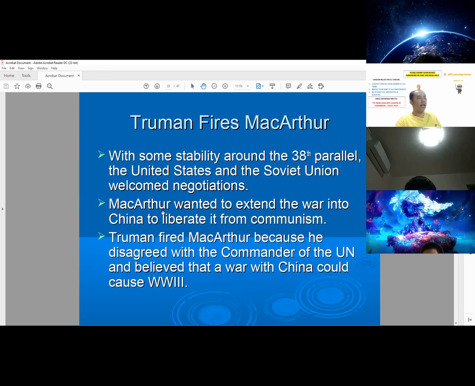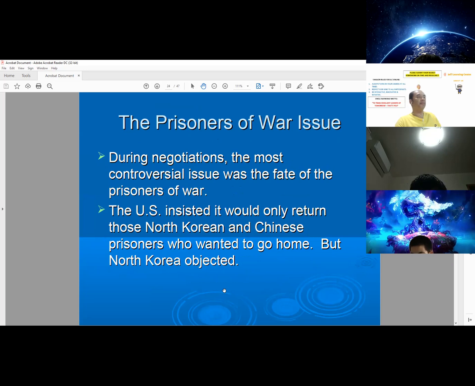Without stability after that, Syngman Rhee wanted to extend and further get rid of North Korea and attack China some more. So aggressive. He wanted to push all the way out to China. And then Truman said no, fire MacArthur, because he disagreed with the commander of the United Nations and believed that if you were to push all the way to China, it would cause World War III. Smart move.